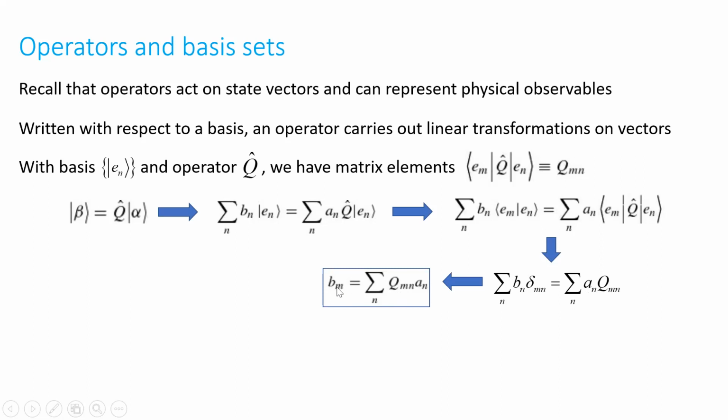And that's linear algebra. This is saying the vector Bm is equal to the matrix Qmn, the matrix representing Q, times the vector representing A in the basis En. So in terms of a basis, an operator has matrix elements and becomes a matrix. Okay, so that's where the linear algebra comes in.